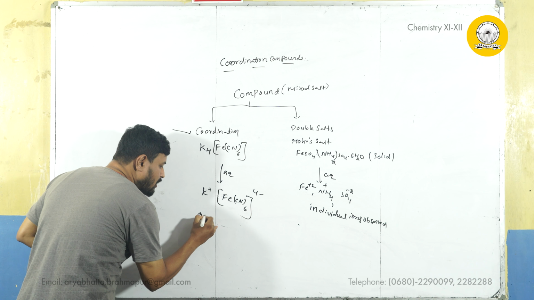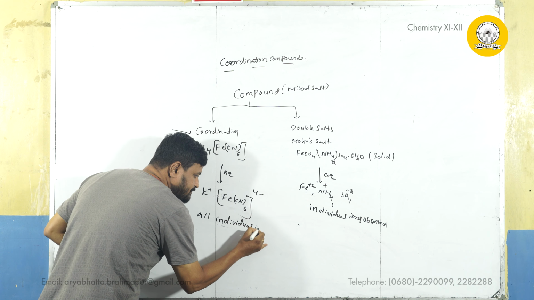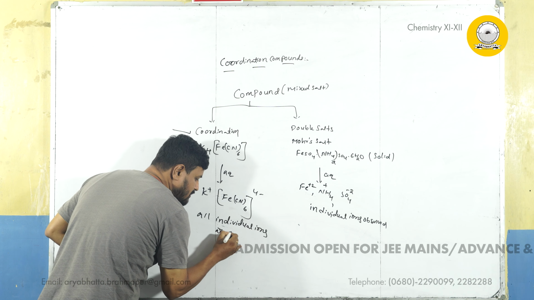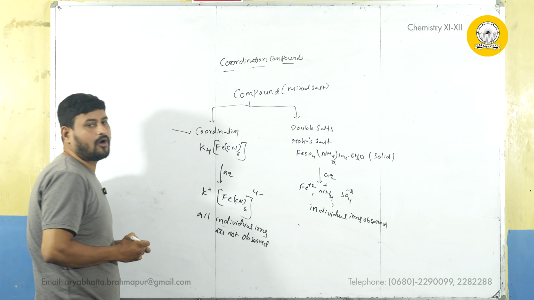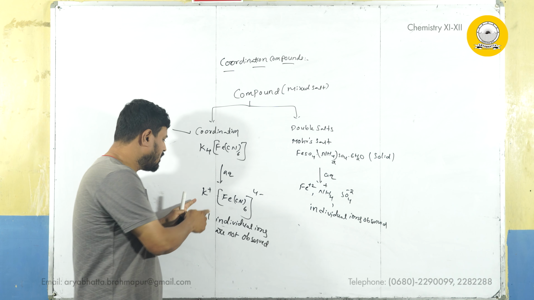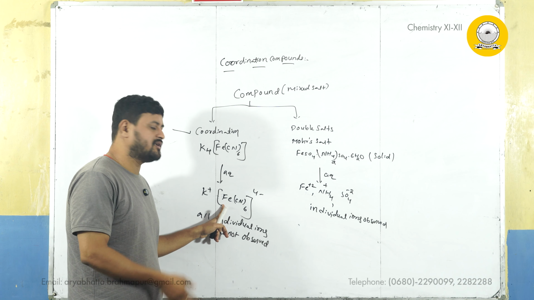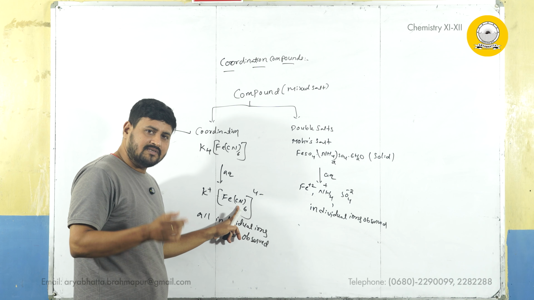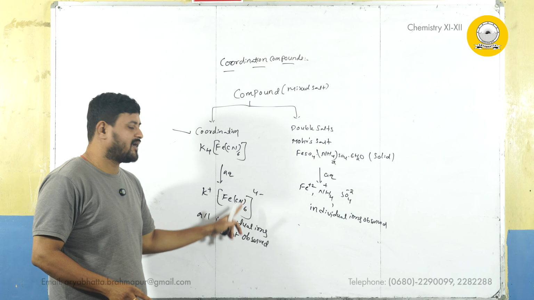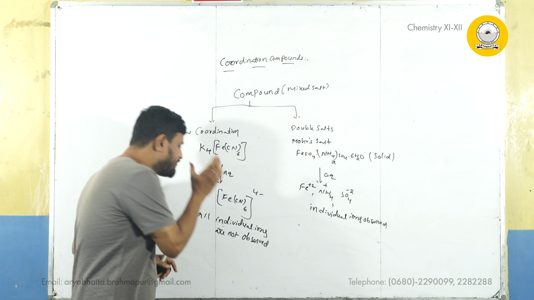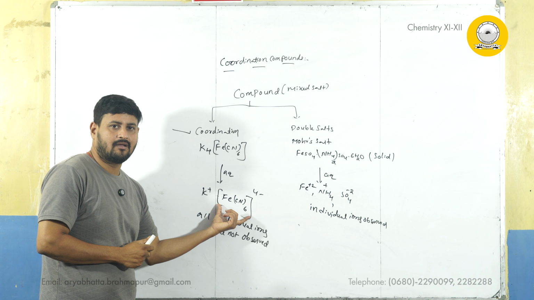All individual ions are not observed. That means potassium is observed, but iron 2+ or 3+ is not observed, and CN- is not observed. That means [Fe(CN)6]4- is one of the complexes. This is the complex compound, I mean coordination compound.